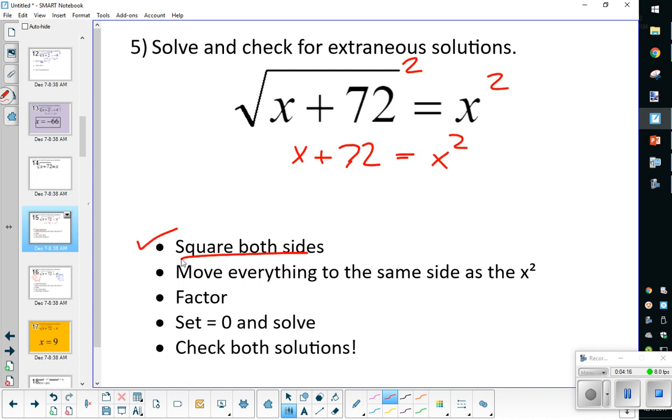That's the first step. We square both sides. Now I've got an x squared and an x, so it becomes a trinomial. Okay, so I need to move everything to the same side as x squared. So what's going to happen there, Kenneth, when I do that?